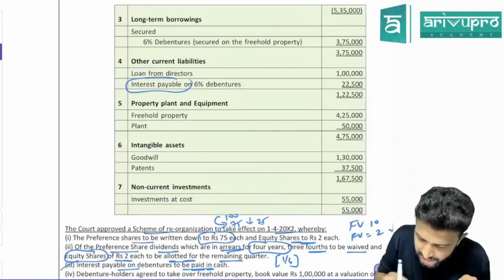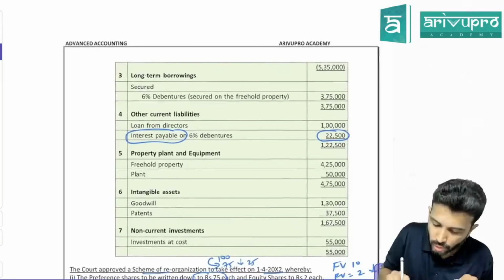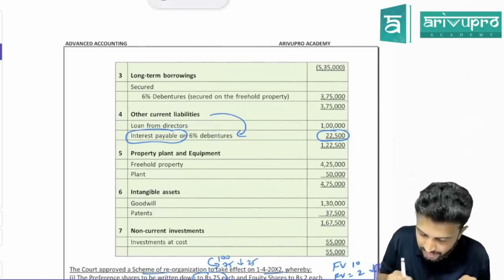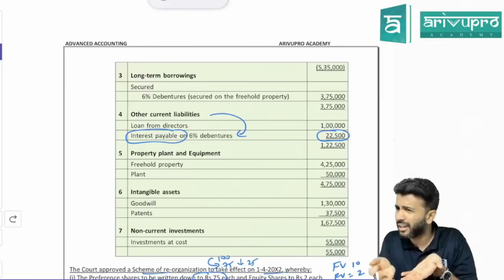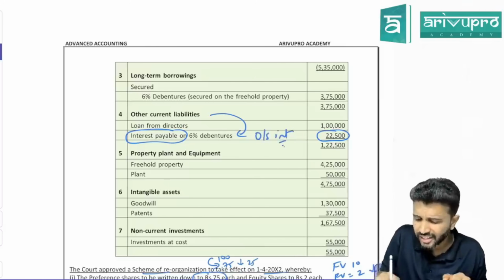Have you accounted any interest payable in your balance sheet? Yeah, this is your notes to accounts. You are able to see in other current liability, they have included interest payable on debentures. How much? 22,500. It's a liability. Basically, there's nothing but your outstanding interest.